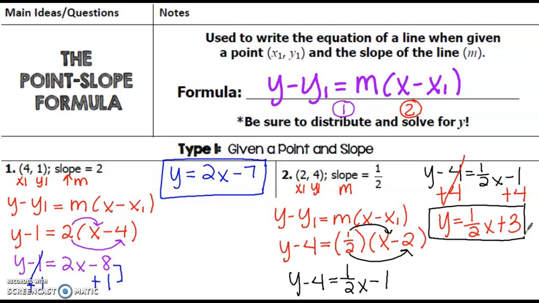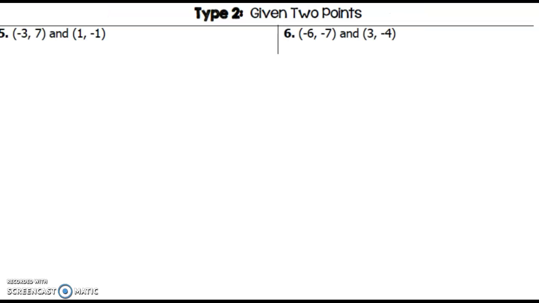Let's move on to our second half of our notes. Type 2, this is given 2 points. So type 2, we look at it, and you guys are probably going to go ahead and label first because that is what we've been doing this entire time. So let's do that. Let's label these x1, y1, x2, y2.